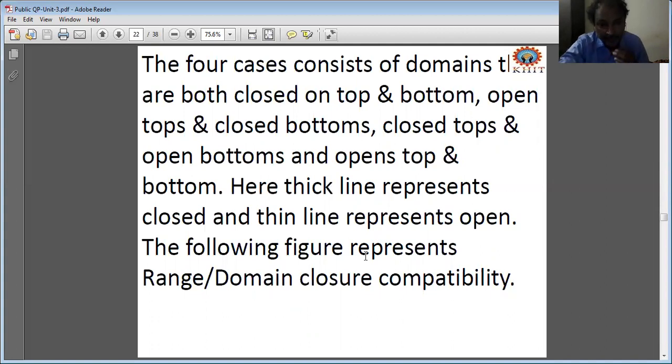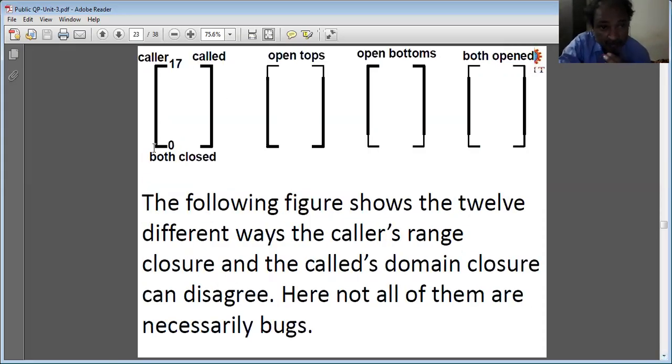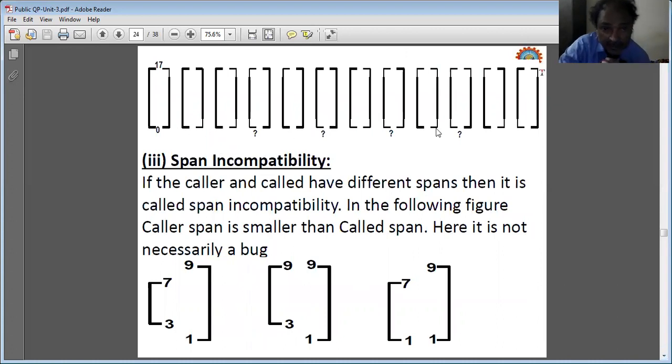The following figure represents range domain closure compatibility. See here: caller both closed, open top, bottom closed, open bottom, and both open. The following figure shows the 12 different ways the caller's range closure and called domain closure can disagree. Here, not all of them are necessarily bugs. So you can see how many ways you can write.